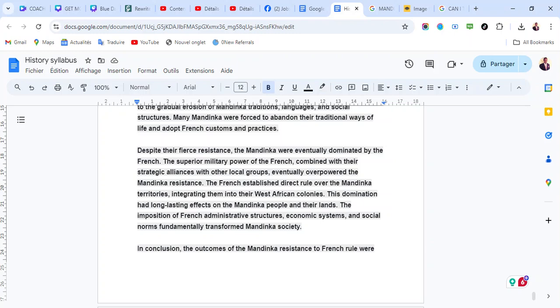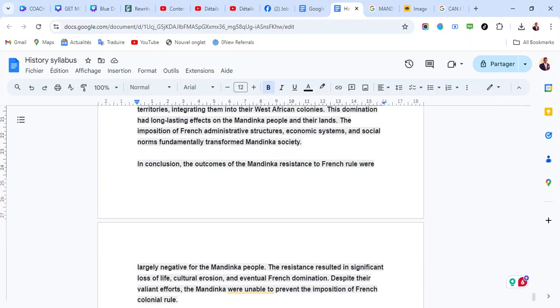Despite their initial resistance, the Mandinka were eventually dominated by the French. The superior military power of the French, combined with their strategic alliances with other local groups, eventually overpowered the Mandinka resistance. The French established direct rule over the Mandinka territories, integrating them into their West African colonies. This domination had long-lasting effects on the Mandinka people and their lands. The imposition of French administrative structures, economic systems, and social norms fundamentally transformed Mandinka society.